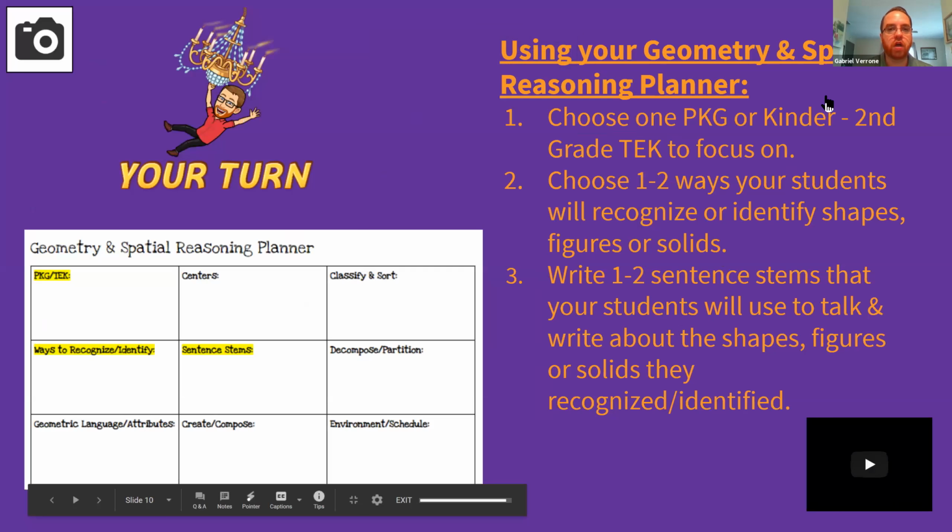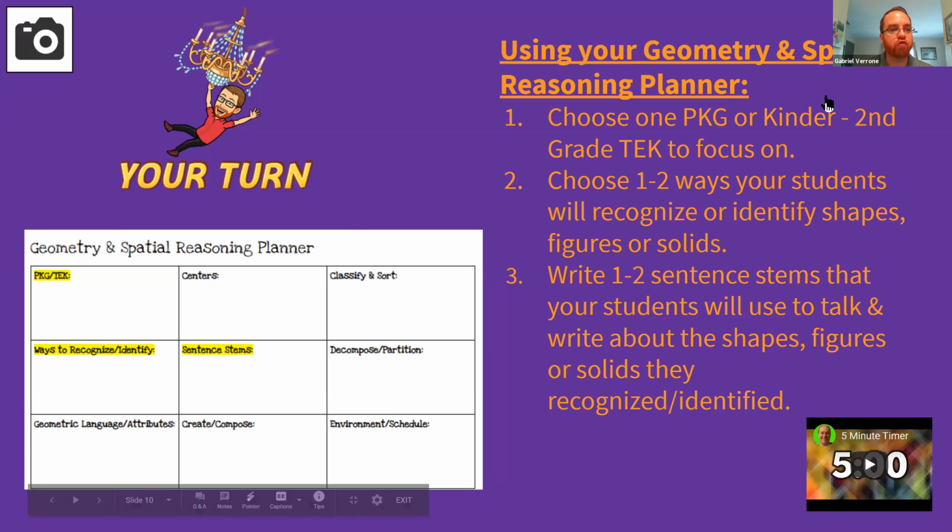All right, just real quick, unmute yourself or drop it in the chat. What are some ways that your group discussed having children identify or recognize shapes? And what was a STEM that you utilized for that purpose?